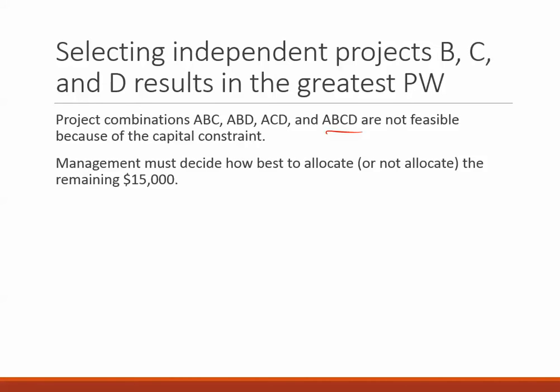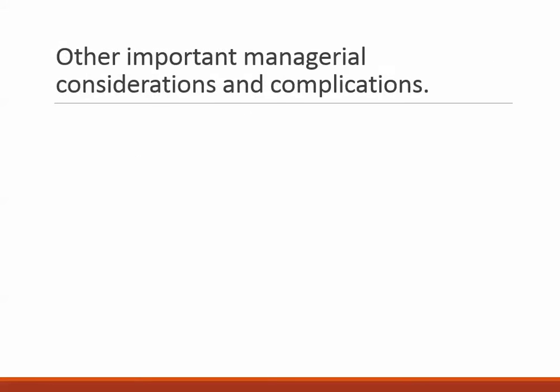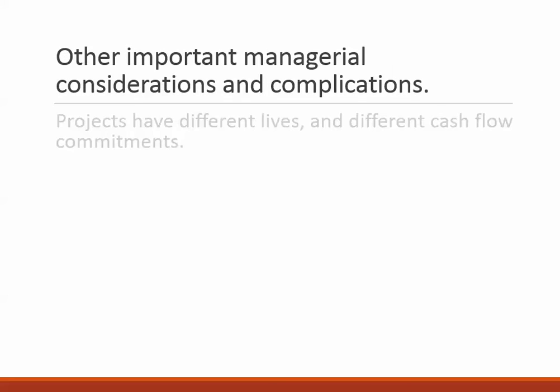Management also always has to decide how best to allocate or not allocate the remaining 15,000. There's extra money here, and it's really hard for projects to add up to the exact right amount. Although usually things go over and then people find a way to make them cheaper, but that's neither here nor there.